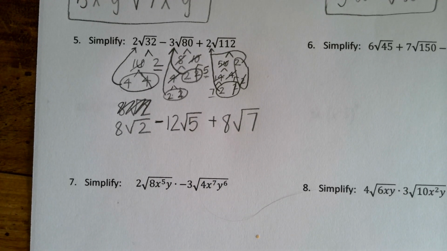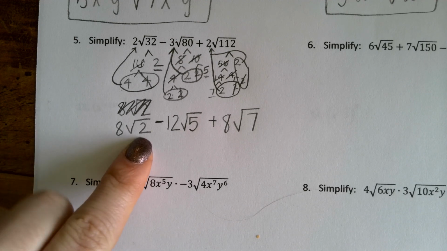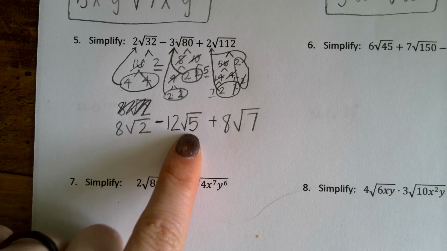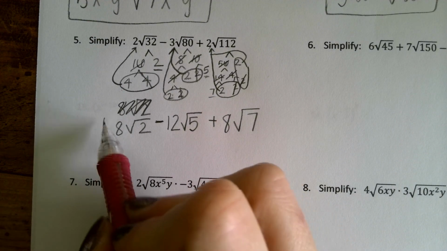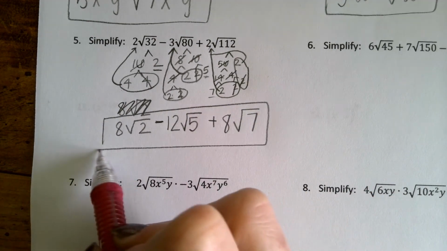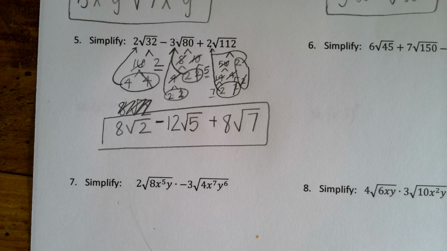From here, I want to look and see if I have like terms. 1 has a 2 on the inside, 5 on the inside, and 7 on the inside. None of those numbers are the same, so there's no like terms, so this is my final answer.